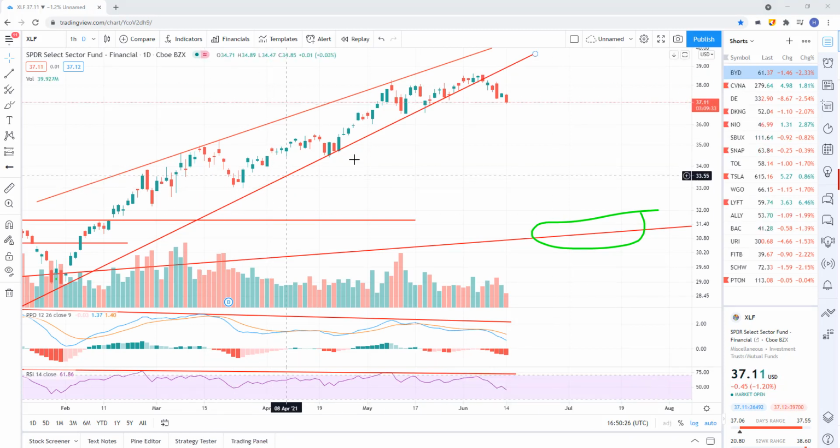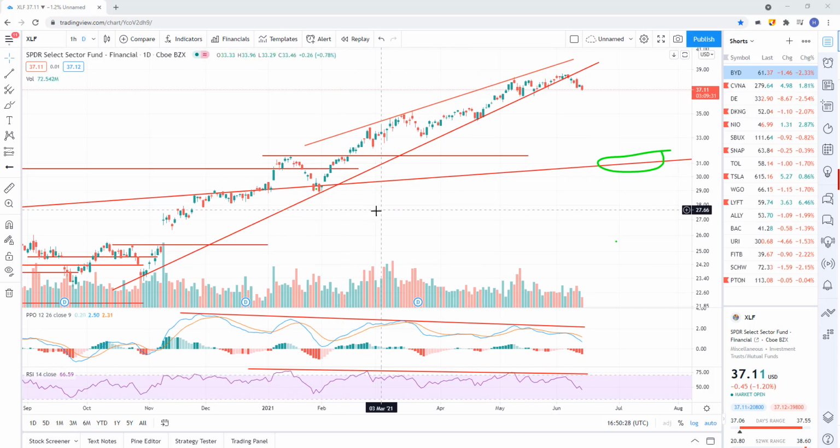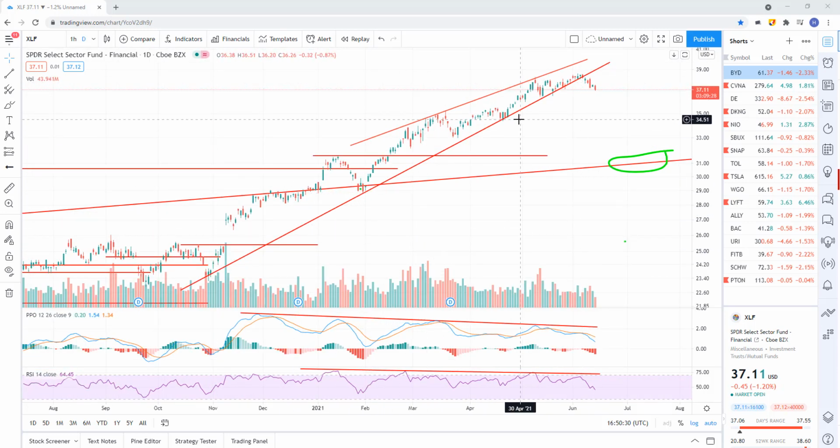Just to take a quick look at XLF. So all of last week and really the week before, I've been talking about financials and industrials as really the next sector for a good short setup. A lot of these stocks looked weak, and so I want to point that out.